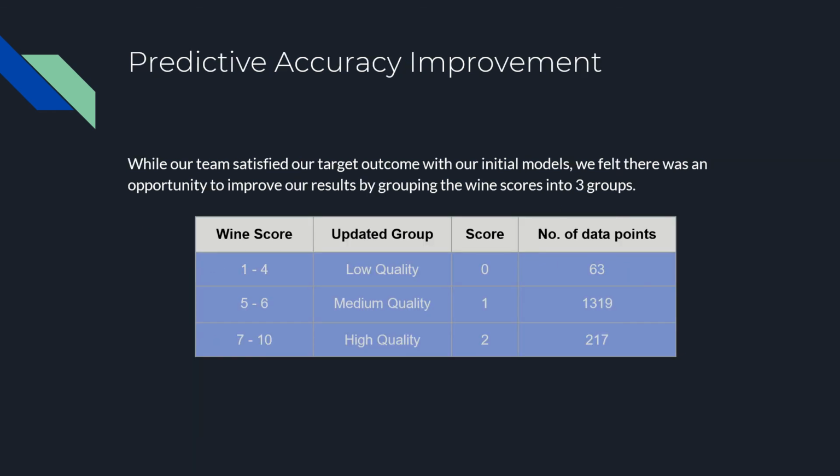Since the initial results satisfy our goal of a minimum of 60% accuracy for the test validations, we believe that we can further improve the accuracy. We decided to group the wine score into three categories as shown in this table. The first category is a low quality with a score of 0, composed of wine scores from 1 to 4. The second is a medium quality, a score of 1, with wine scores of 5 and 6. And then the last group is a high quality with a score of 2. And we can see that the majority of data points, more than 82%, are concentrated in the medium quality group.